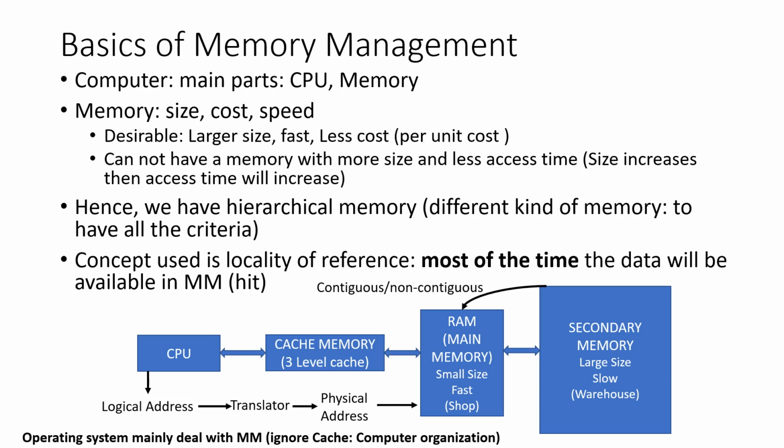Whenever CPU wants a particular process, first it will search in RAM. If the match is found, then it is called a hit. If the match is not found, then it is called a miss. The hit ratio is the ratio of the number of hits to the total number of times the memory is accessed. Suppose 8 times the main memory is accessed by the processor and out of 8 only 6 times the match is found. Then 6 by 8 is the hit ratio and 2 by 8 is the miss ratio.